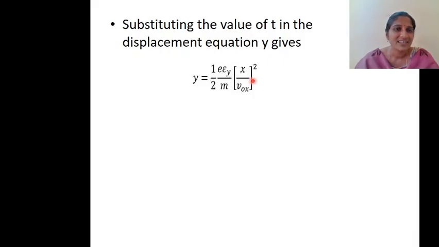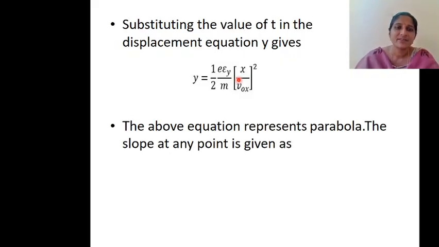Now you can see that y is equal to some constant into x squared. Y is equal to m x squared represents the equation of a parabola. That means the electron beam will form a parabolic path for some distance. Next it will take a straight line path. So the above equation represents a parabola.